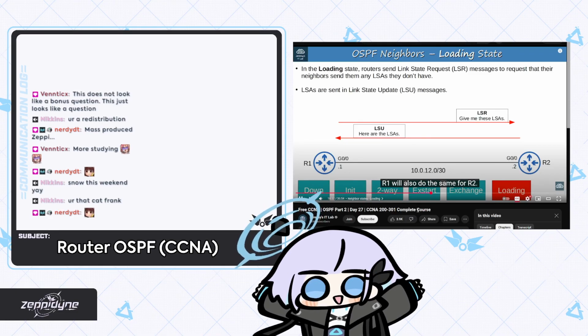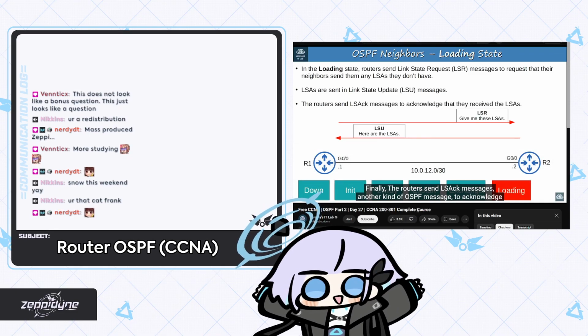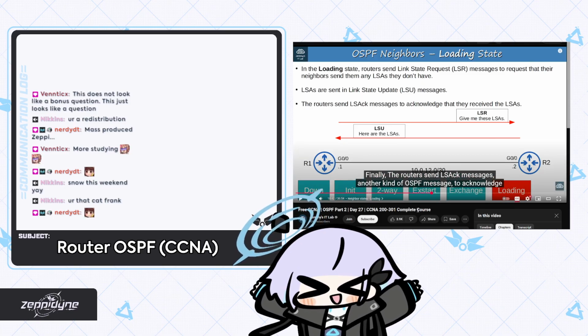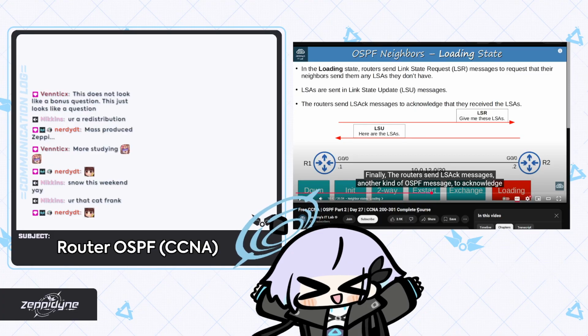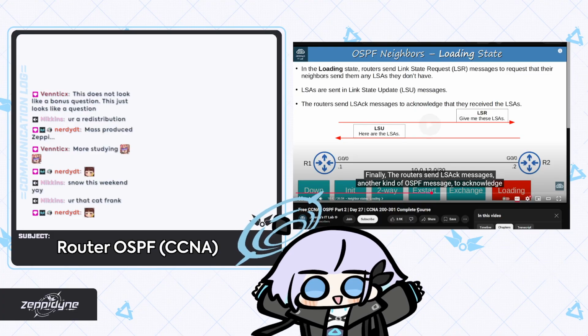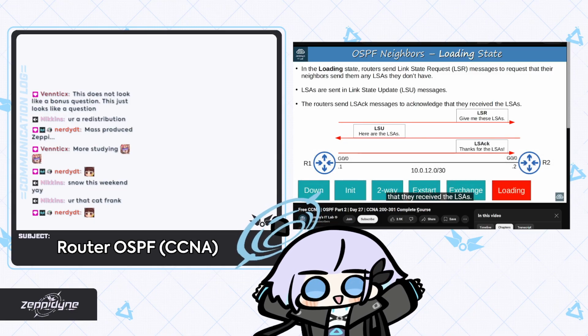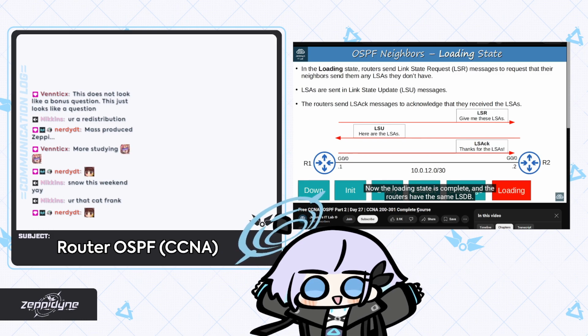R1 will also do the same for R2. Finally, the routers send LSAck messages, another kind of OSPF message, to acknowledge that they received the LSAs. Now the loading state is complete, and the routers have the same LSDB.